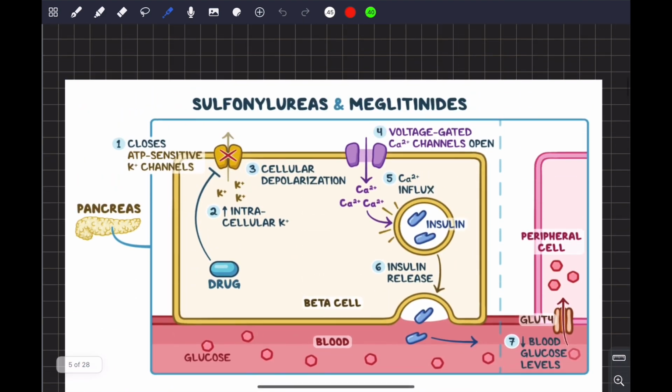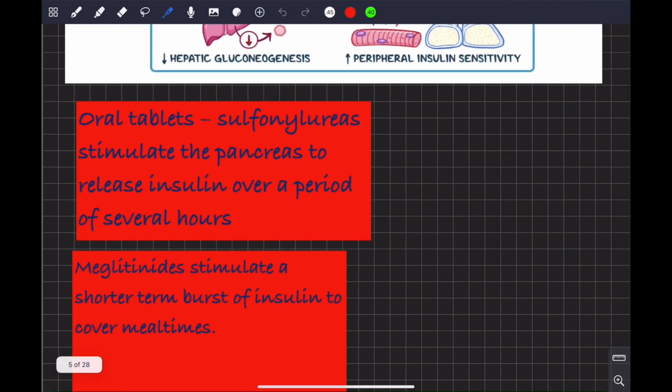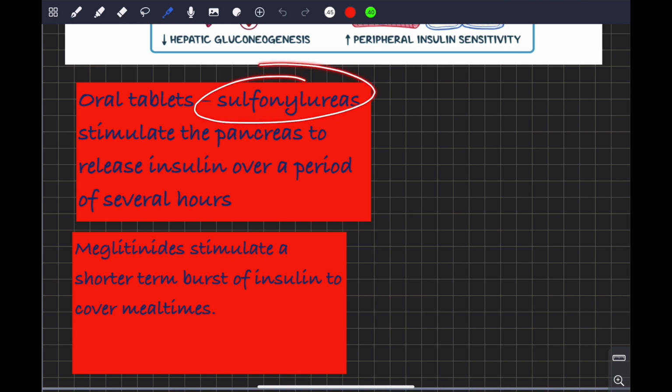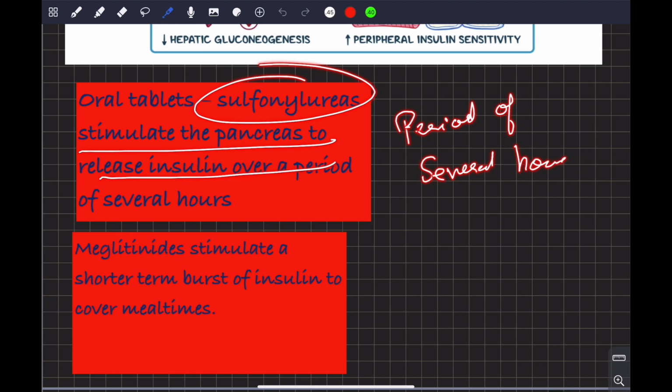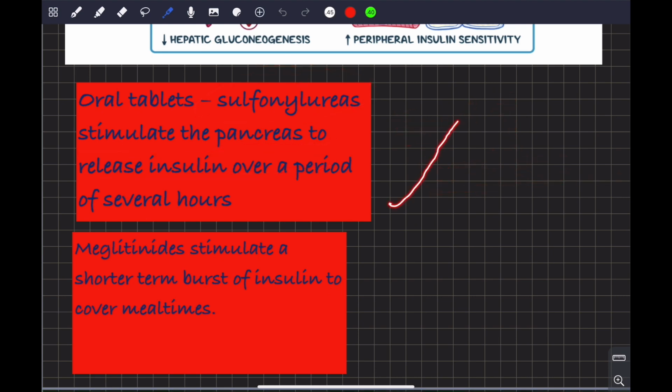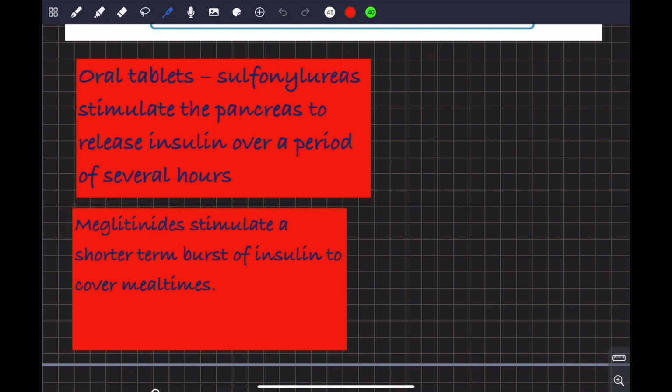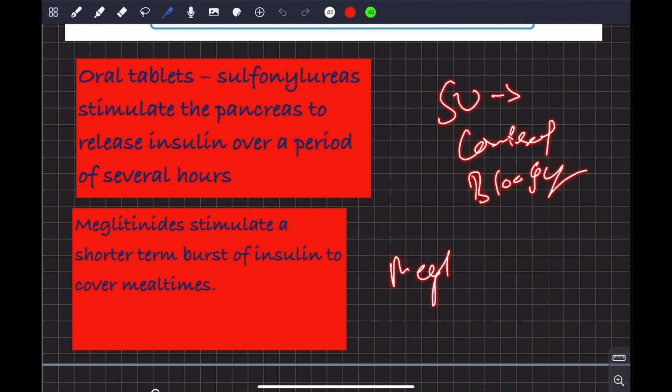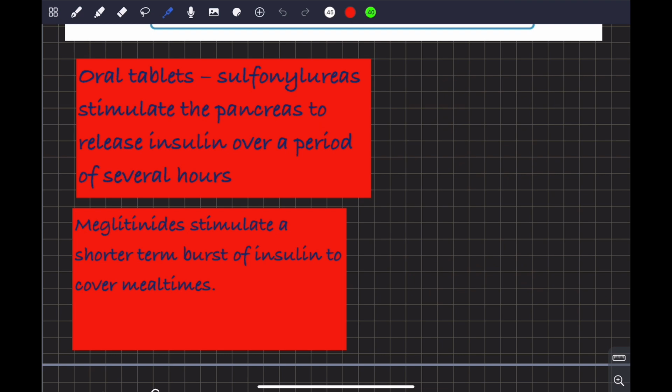Yes, there is some difference of action between meglitinides and sulfonylureas on a receptor basis, but that is not very important in practical life. What is important in practical life is that sulfonylureas stimulate the pancreas to release insulin over a period of several hours, right? So it secretes insulin and the action is maintained for a while, right? But meglitinides differ here from sulfonylureas in that they stimulate a short-term burst of insulin. So their half-life is shorter. Both drugs control PPBS, right? But sulfonylureas can control overall blood sugar level, while meglitinides can't, right? So understood? This was our mechanism.